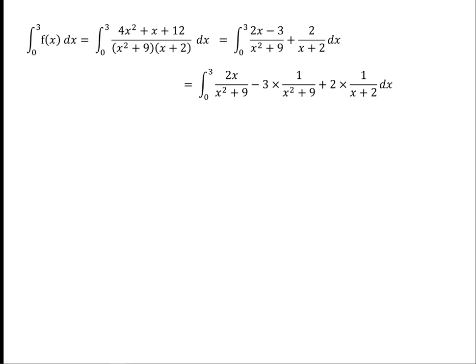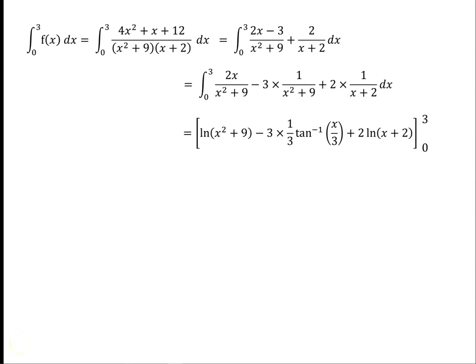2x over x squared plus 9 is a standard integral where we've got the top being the derivative of the bottom, so that is simply going to give me the logarithm of x squared plus 9. 1 over x squared plus 9, again, is a standard integral. It's the one we've been working on in this video. The integral of 1 over x squared plus 9 is 1 over 3 tan to the minus 1 of x over 3. So the integral of 3 times 1 over x squared plus 9 is going to be 3 times a third tan to the minus 1 of x over 3.